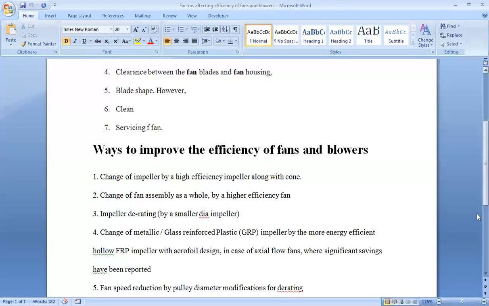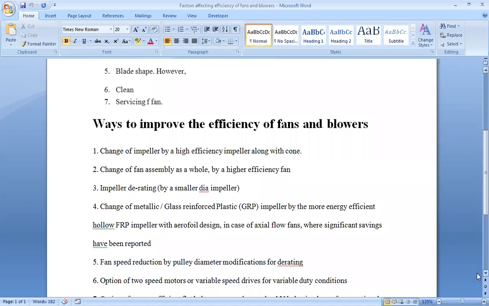Then, impeller derating by smaller diameter. If we want to increase the efficiency, we can use a smaller diameter impeller so as to reduce the load on the motor if our requirement is less. That is called derating of the fan, because if our requirement is less and the fan is of excess length and there is unnecessary load on the motor, then we can derate the fan. We can fit a smaller size impeller, that is a shorter blade length, so that the efficiency of the fan will increase.